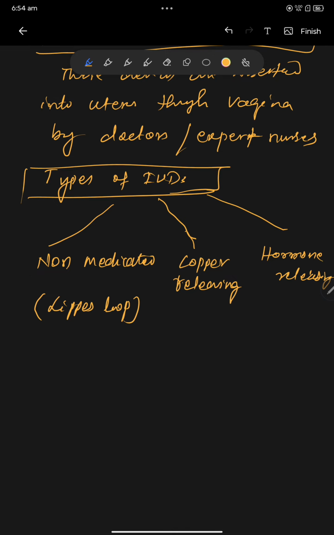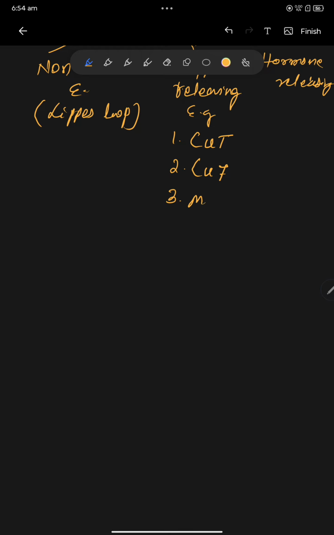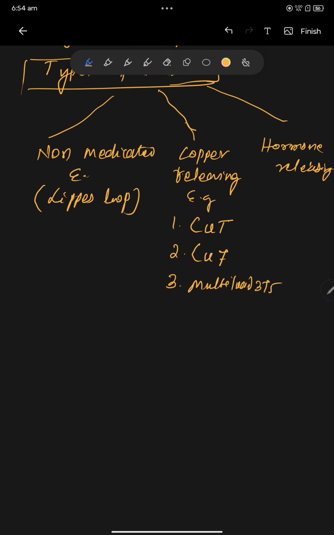Then the examples of copper IUDs are CuT, Copper T, Cu7, Multiload 375. Okay, whatever is given in your textbook, that only I am giving. Don't write anything other than this. Okay, very, very important these examples are.